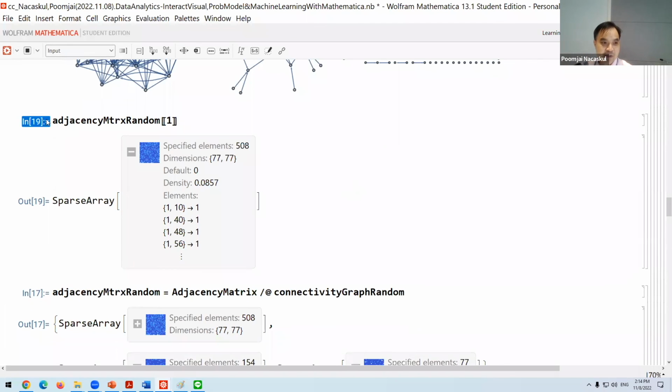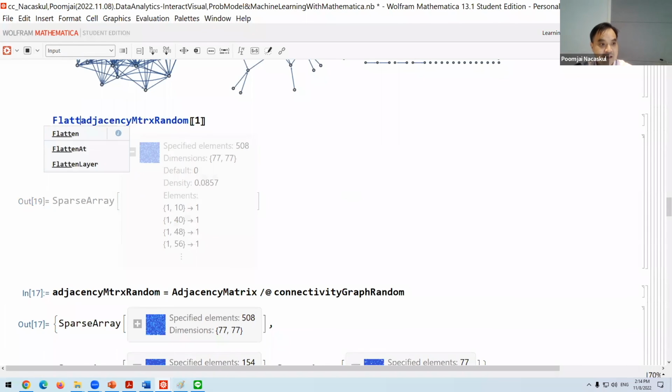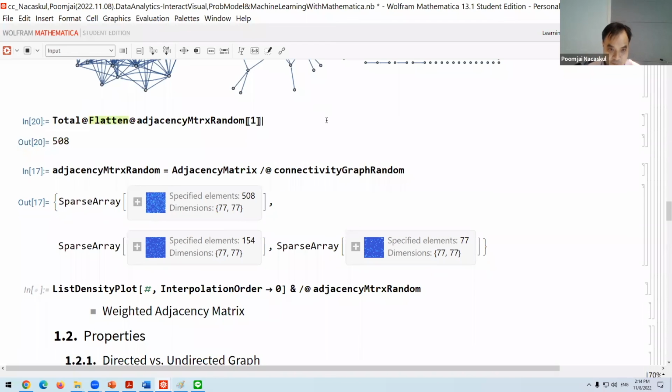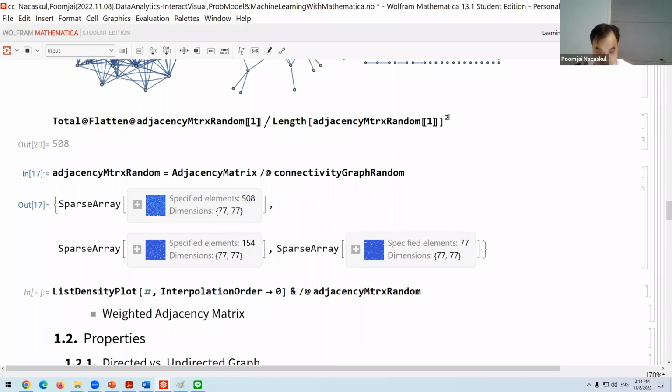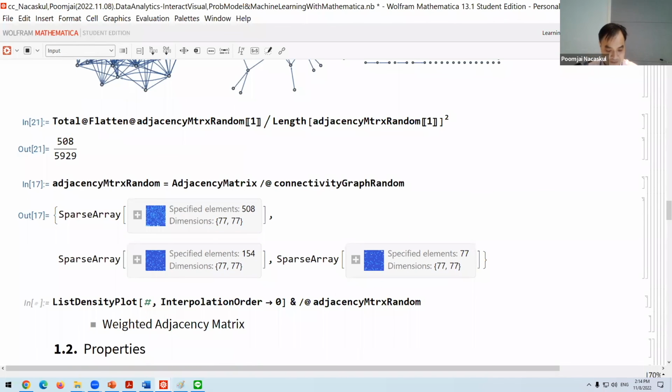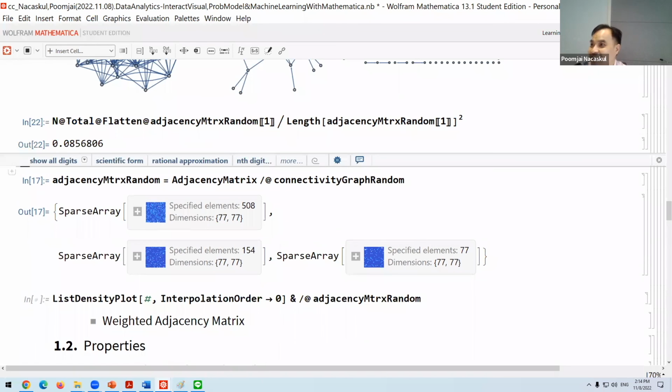Well, you can do this, right? Let's flatten this, and then let's take the total, 500 edges, divide by the length of this guy squared, and make it numerical. There it is, 8%.